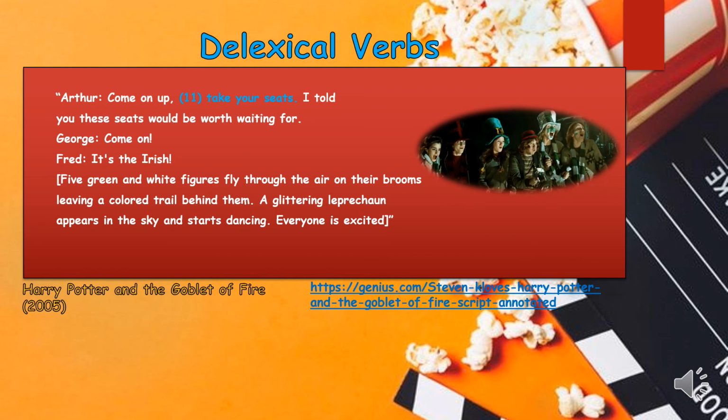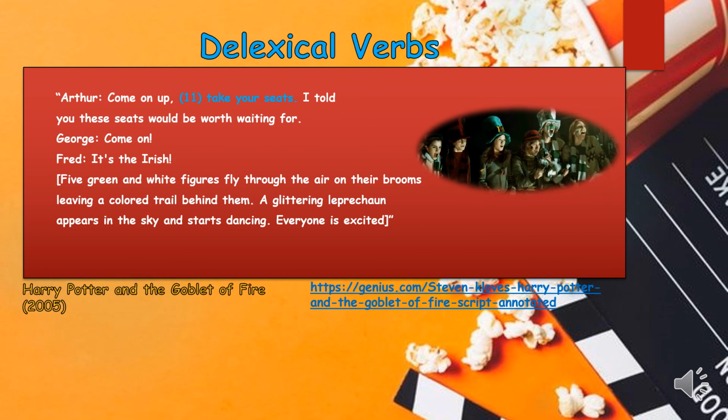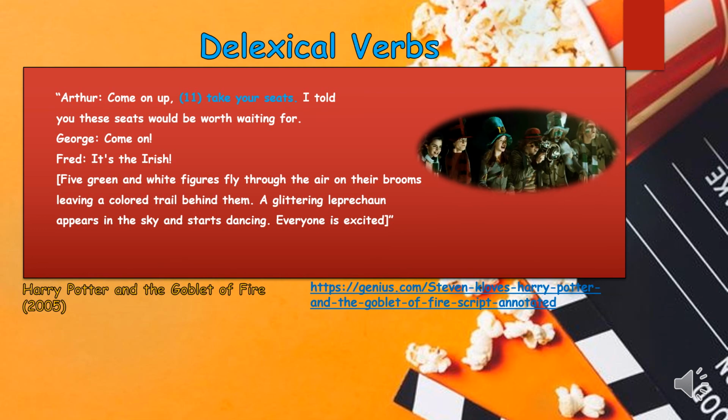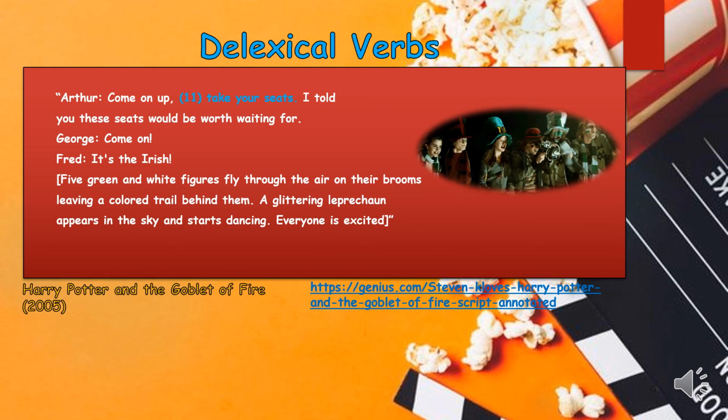The script sample we are using here is from the movie Harry Potter and the Goblet of Fire. Here, the Weasley family and Harry go to the Quidditch World Cup. Arthur Weasley tells them to take a seat in the stadium. Here, take is working as a dialectical verb, and this dialectical structure is composed by the dialectical verb and a noun.